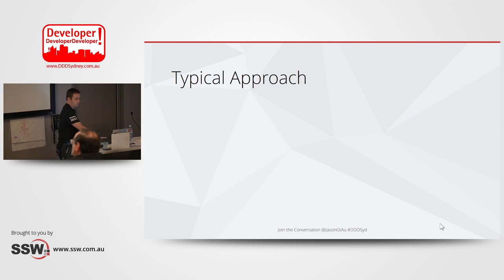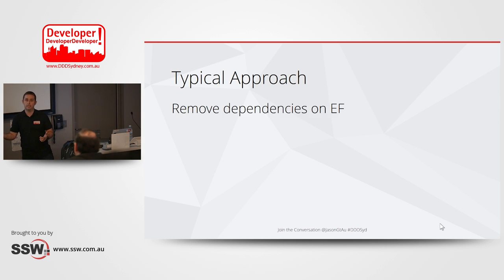So the first thing that you need to do is remove all of those dependencies on Entity Framework Core, because you simply can't test it. If it's calling out to an external database, that's not a unit test. You need to remove those dependencies. Next, you need to implement some abstraction.